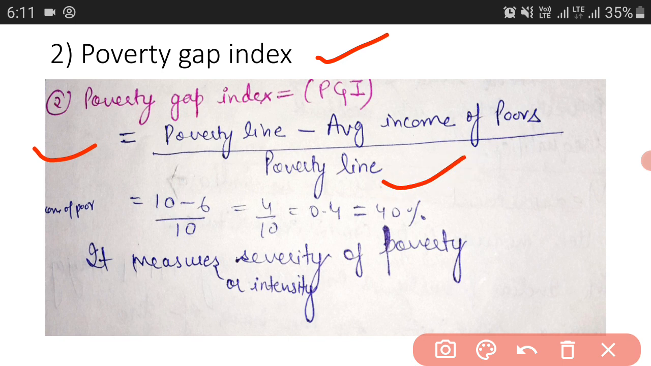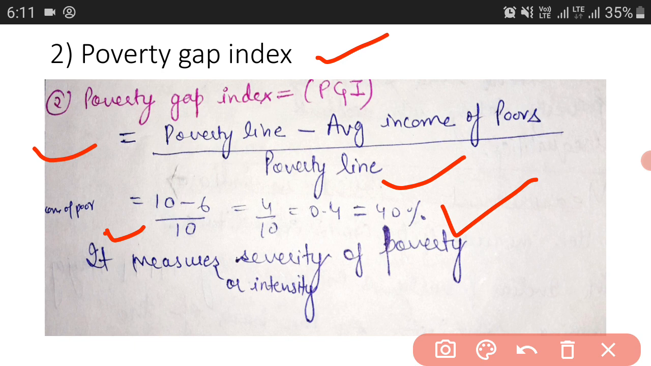For example, if we consider that the poverty line has value of 10 and also the average income of poor is 6, this is just an example, then the formula will be like 10 minus 6 upon 10, 4 by 10, that is 0.4, and in percentage we will multiply it by 100 and it will come as 40%.